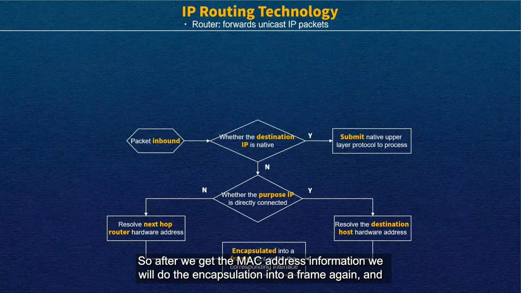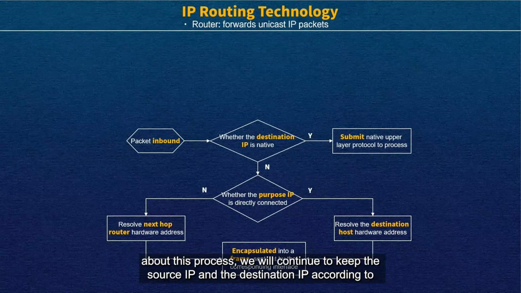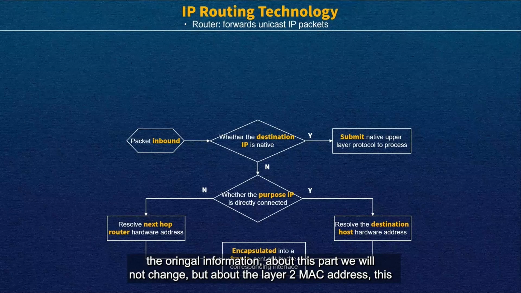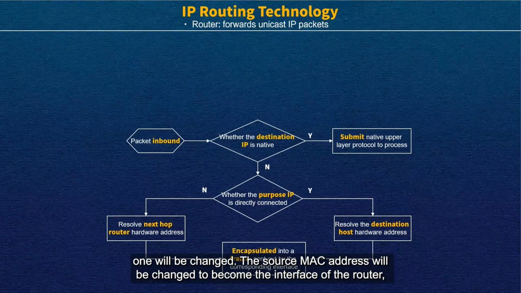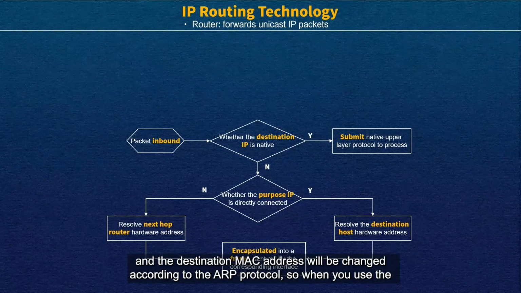So after we get the MAC address information, we will do the encapsulation into a frame again. In this process, we will keep the source IP and the destination IP according to the original information. This part we will not change. But the layer 2 MAC address will be changed. The source MAC address will be changed to that of the router interface, and the destination MAC address will be changed according to the ARP protocol.